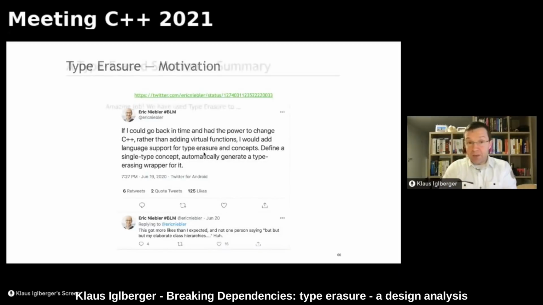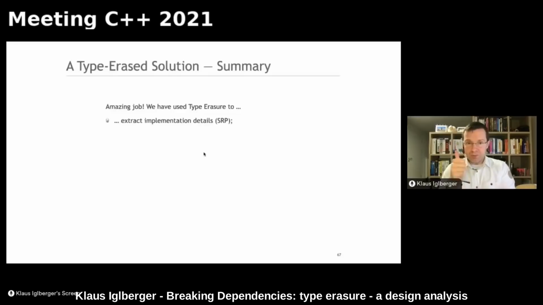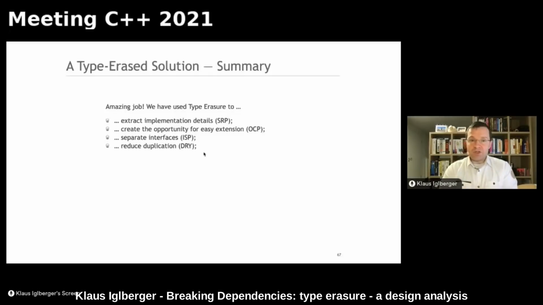All right, so you've done an amazing job by now. We've used type erasure to extract implementation details, again, to create the opportunity for easy extension, yes, and you have still perfectly separated interfaces. It's such a loose coupling, it's so extensible at this point that it's hard to imagine how it could be even better. And of course, we have also, again, dealt with duplication quite nicely. What we've now achieved is that we have removed all dependencies to operations. Very, very nice indeed. We've also removed all inheritance hierarchies, public hierarchies, of course.